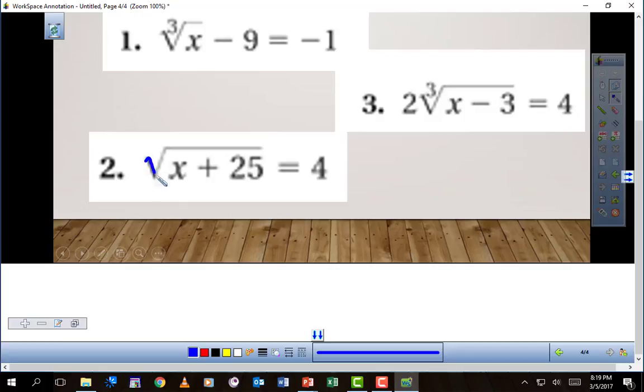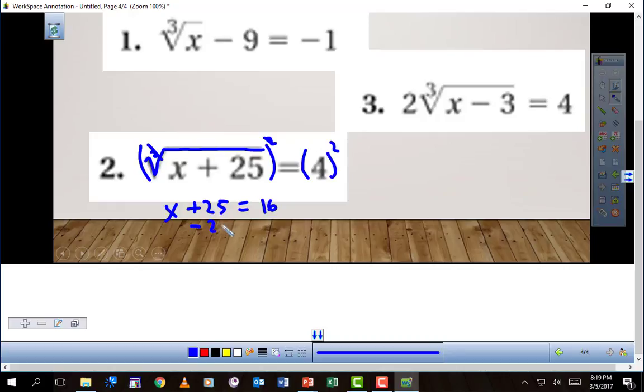Well, to undo a square root, we want to square both sides. So I'm going to square this side. That will undo it. Now remember, the index on a square root is actually a 2. It's just we don't write that in there because that's the default. But I need to square this side also. So when I square this, this cancels out the square root. So I get x plus 25 is equal to 16, because 4 times 4 is 16.